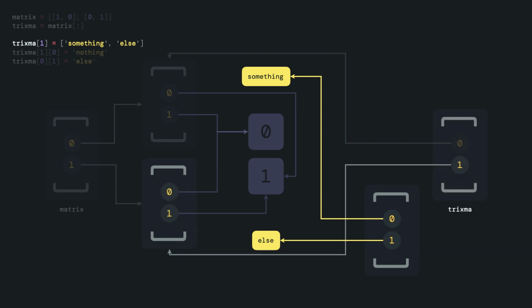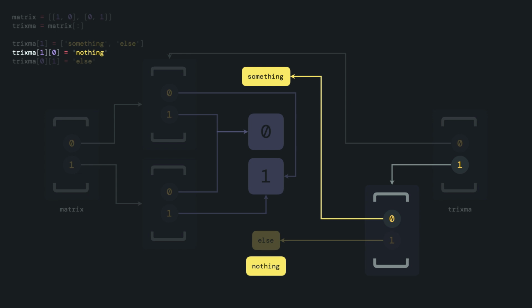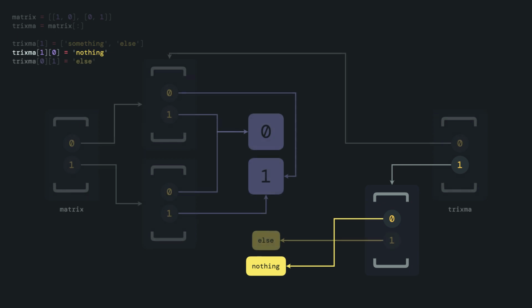Trixmo of 1 is pointing here. As we saw earlier, a reassignment is analogous to making the arrow point to another object. Trixmo of 1 will point to this new list. This line is going to create another string called nothing. Trixmo of 1, 0 is currently pointing to something, so this will point to nothing after the execution of the statement, leaving something to be a string not referenced by any variable, so that will be removed from memory. If you didn't notice, this operation mutated the newly created list and had no effect on matrix.